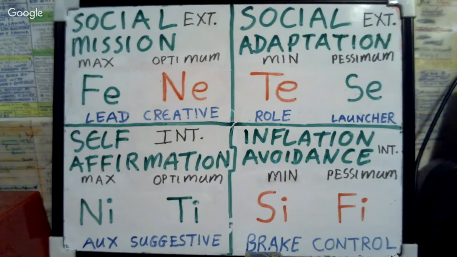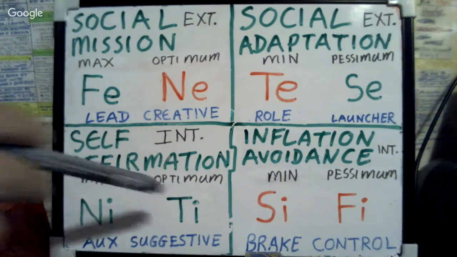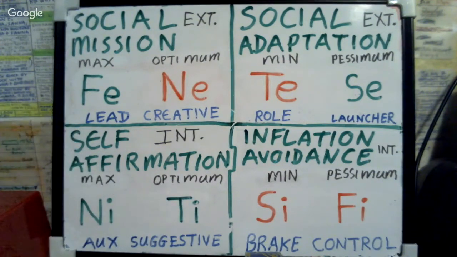Right, self-affirmation block. This comes into play when the type is on its territory. So that will become clear. So maximum energy and optimum energy. This will become clear when I read through these bullet points about what that means.